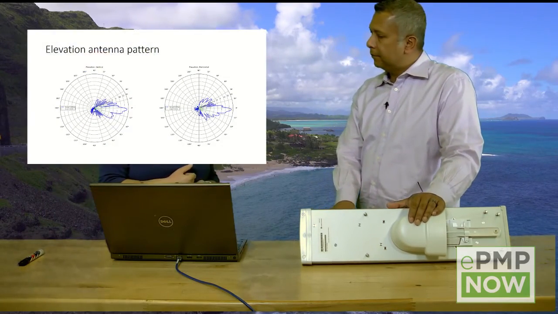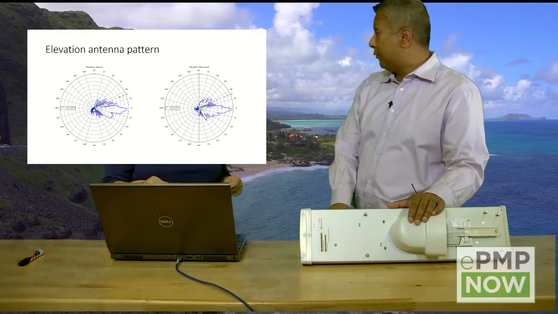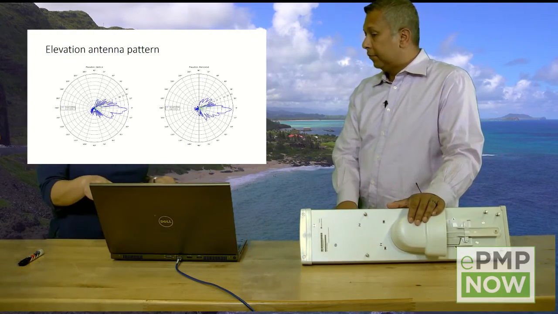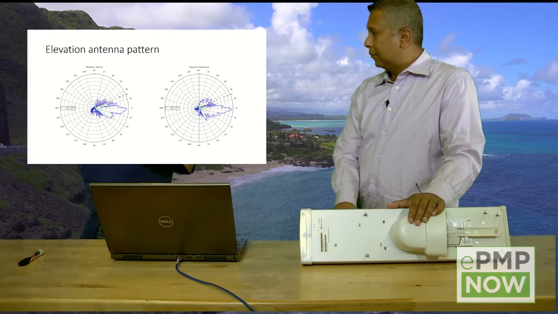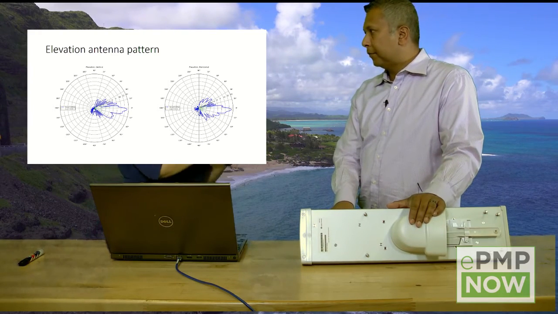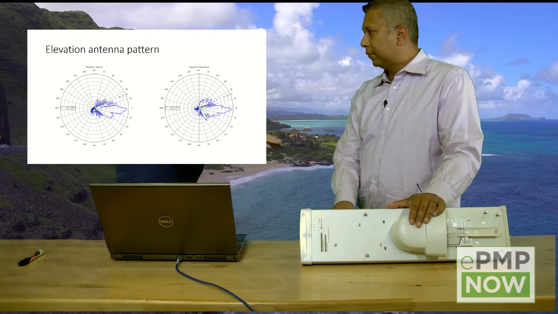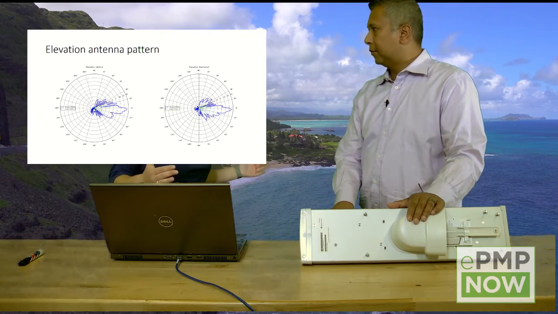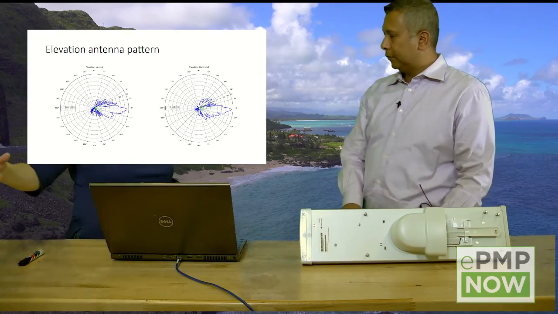Another thing to notice about our pattern is that there is a down tilt. If you look at the pattern, the peak of the gain is not exactly at 0 degrees, it's about 2 degrees down. This is also very important for keeping the interference under control. If you have a down tilt, then you project your energy on a smaller footprint, and it makes it easier to reuse the same frequency in another site nearby.